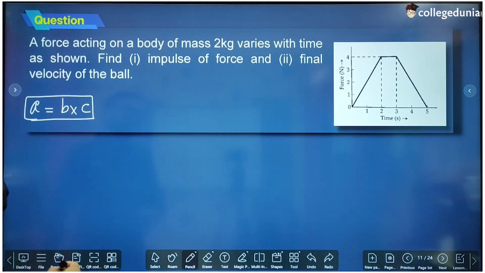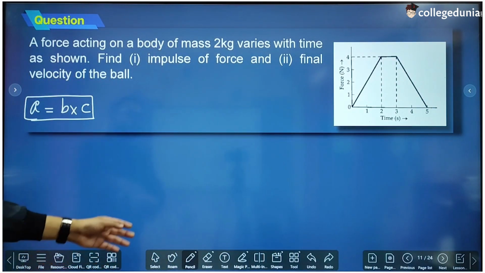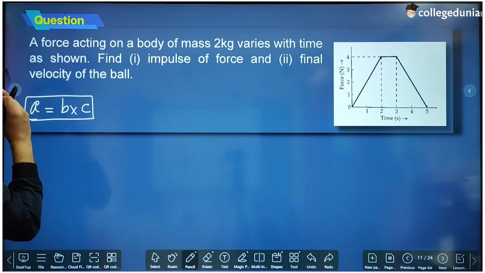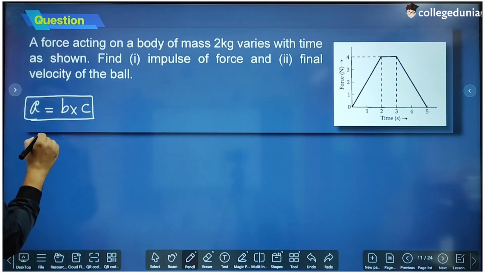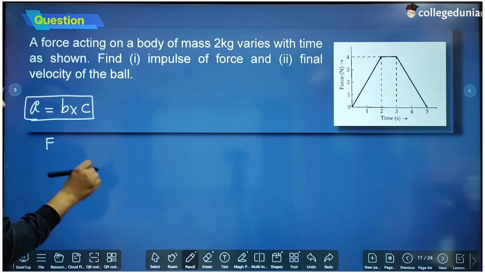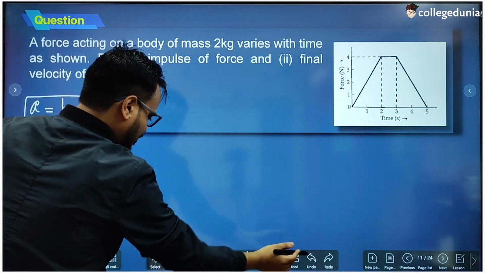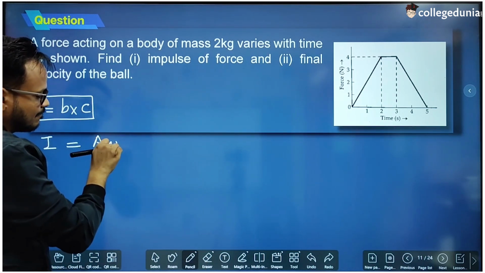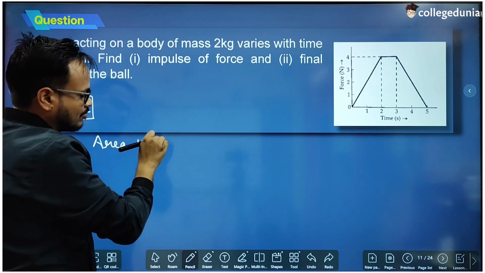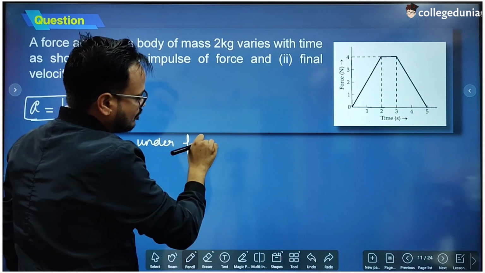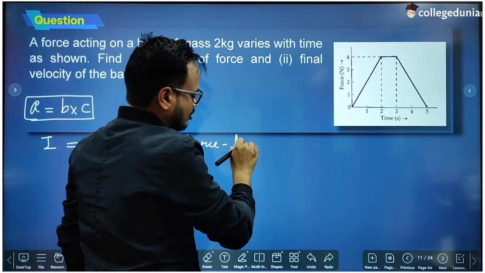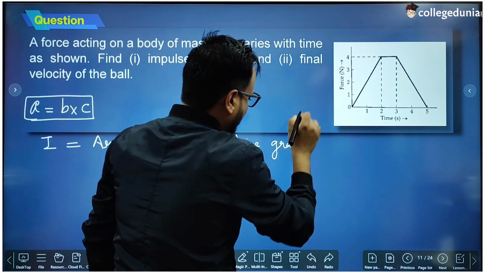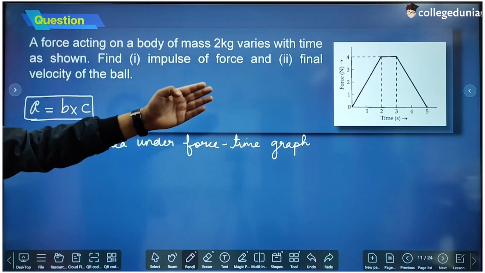A force acting on a body of mass 2 kg varies with time as shown. This is the force time graph. Find the impulse of the force and the final velocity of the ball. Now what is impulse? Impulse is the area under the force time graph. Now we have to find the impulse in this case.